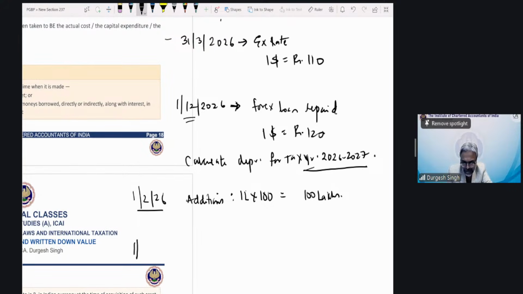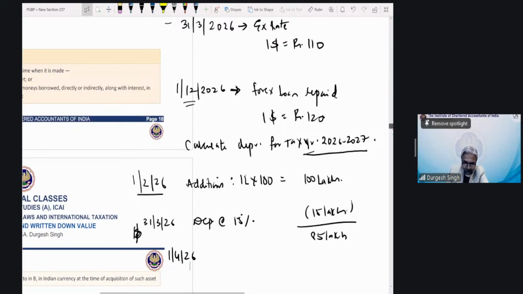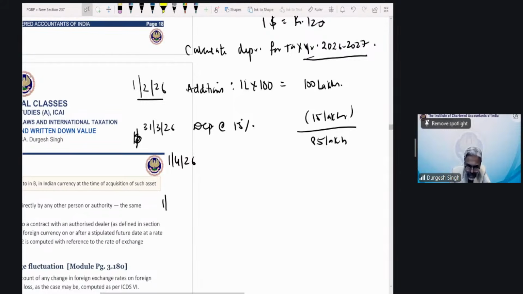Then you would have taken the depreciation on 31st March 2026, at the rate of 15%. So 15 lakhs depreciation already claimed. And now in that case, it's 85 lakhs that is the opening WDV on 1st of April 2026, isn't it? Opening WDV. And thereafter, in this case, on 1st of December 2026, you are repaying the loan. Loan repaid.